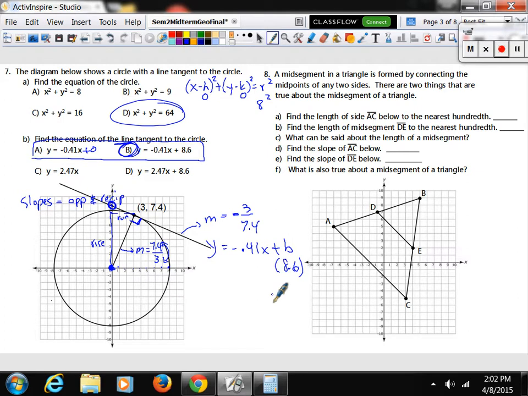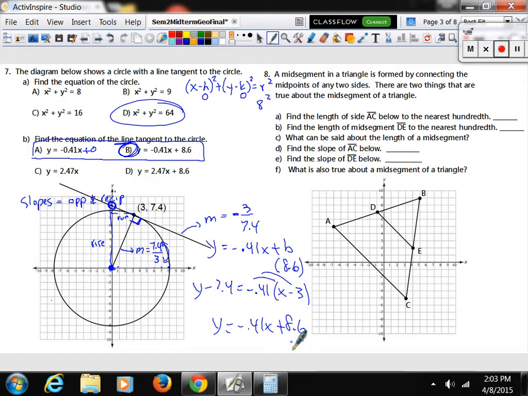Now you could plug it into your y minus y1 formula, y minus 7.4 equals m, negative 0.41, times x minus x1. And if you do your distributing and solve it, you're going to get y equals negative 0.41x plus 8.6. And that's how you get letter B.